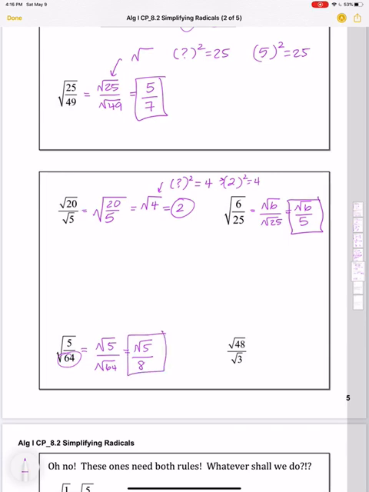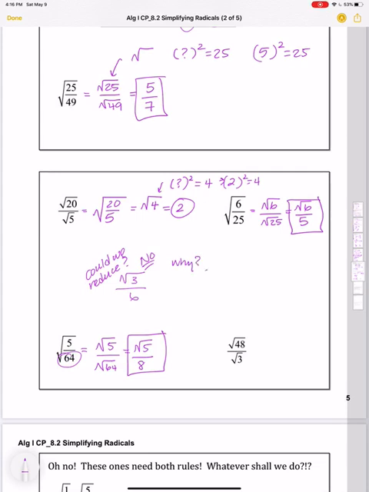What if you had something like this, the square root of 3 over 6? Could you reduce? Could we reduce this? The answer is no. Why?